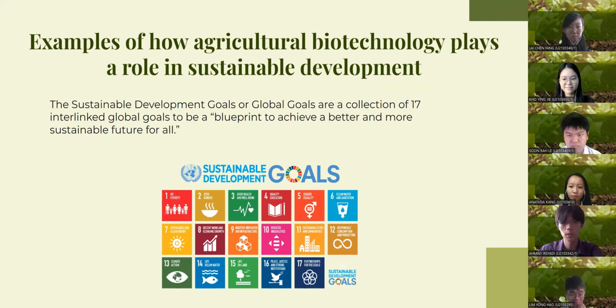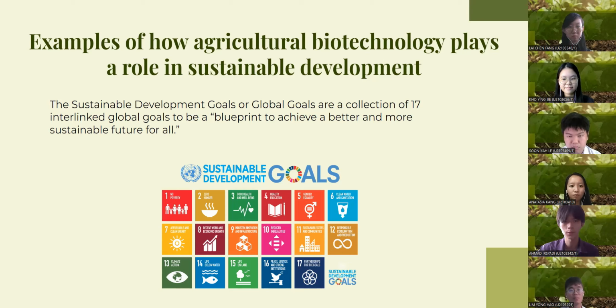Now I'm going to talk about the examples of how agricultural technology plays a role in sustainable development. Before that, we need to understand what is Sustainable Development Goal. Sustainable Development Goal, which is also known as the Global Goals, are actually a collection of 17 interlinked global goals that are needed to be achieved in order to produce a better and more sustainable future for everyone.